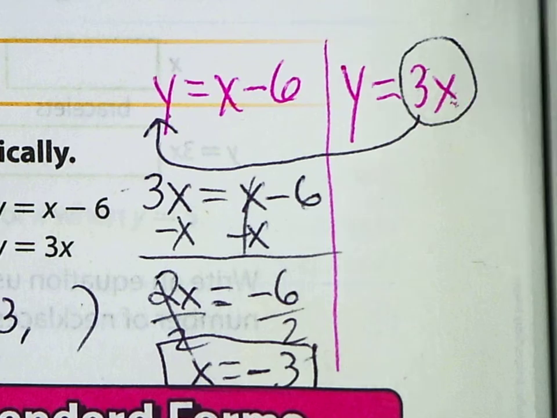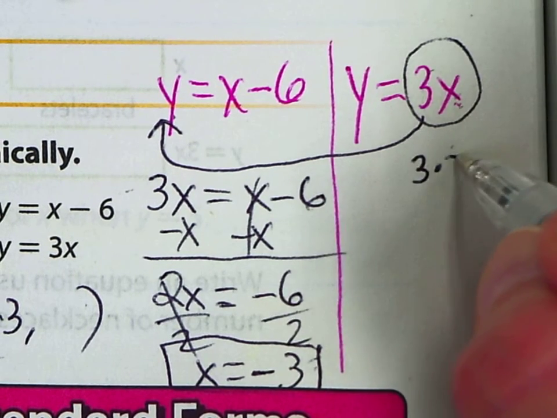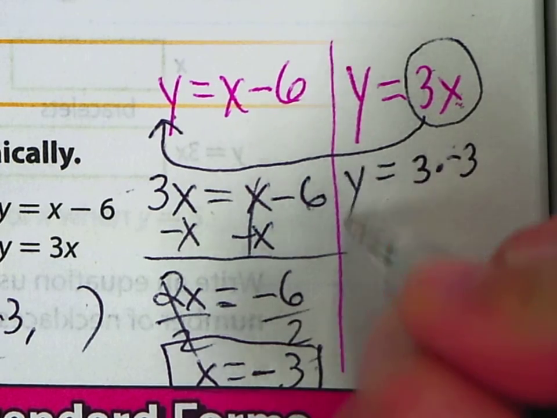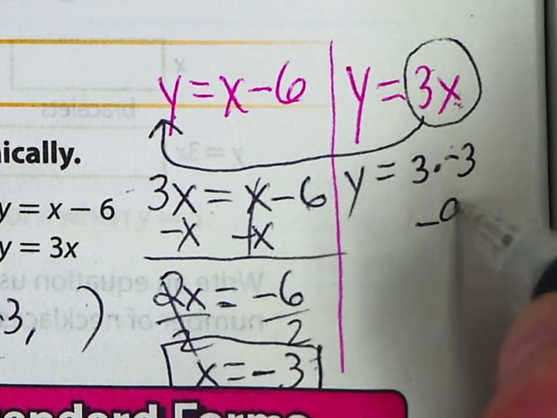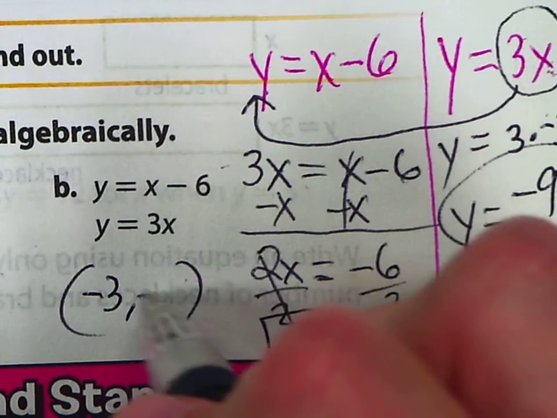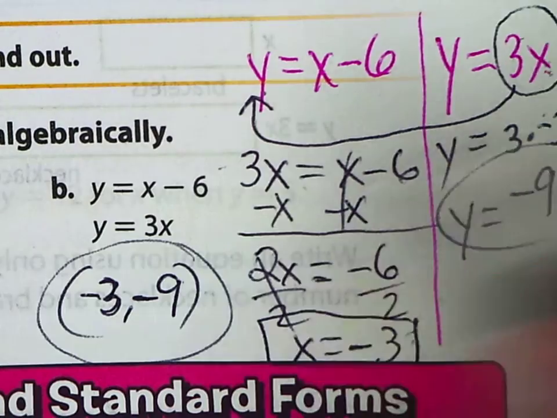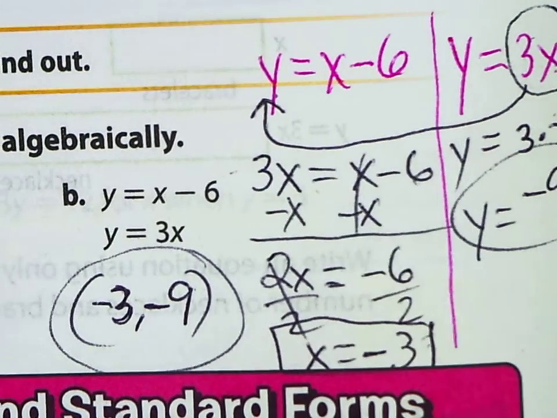I'm going to plug it in right here, because if x equals negative 3, then all I have to do is 3 times negative 3, and I will have my y. 3 times negative 3 is negative 9. So y equals negative 9. And then I write my x and y answers as an ordered pair. This is the solution of this system.